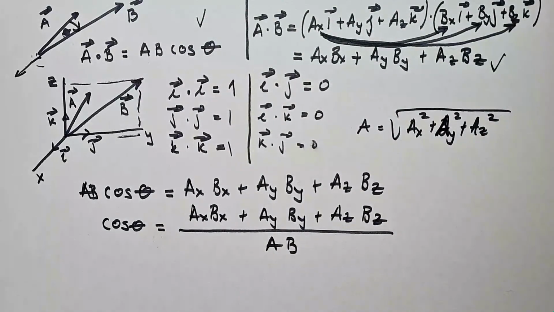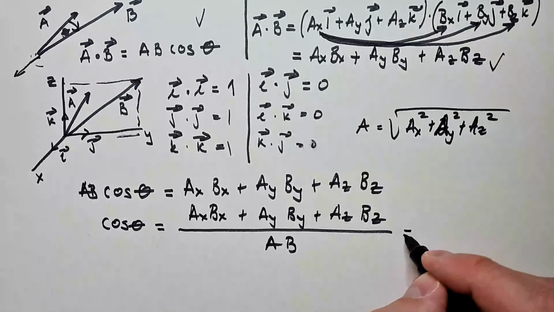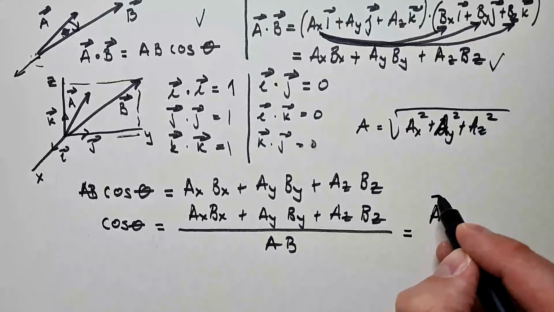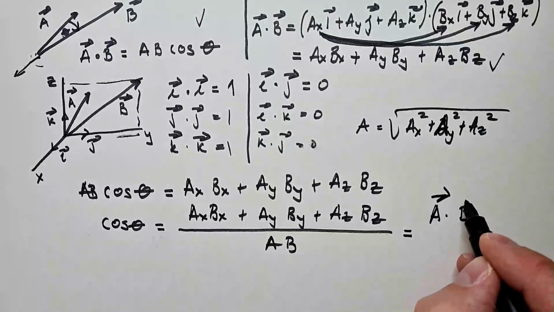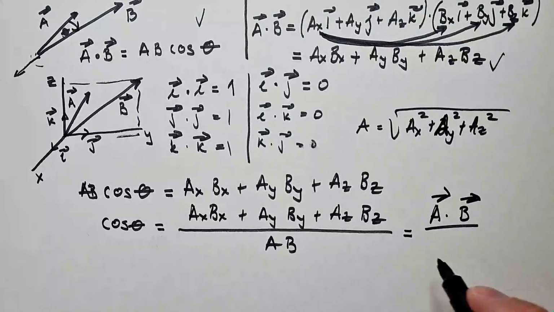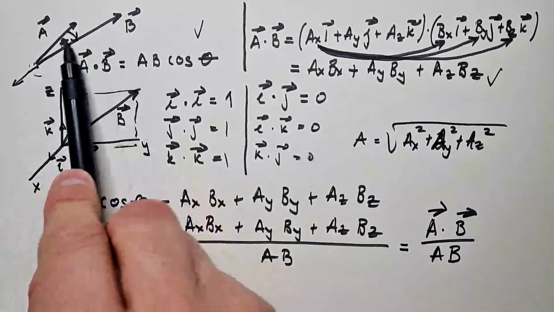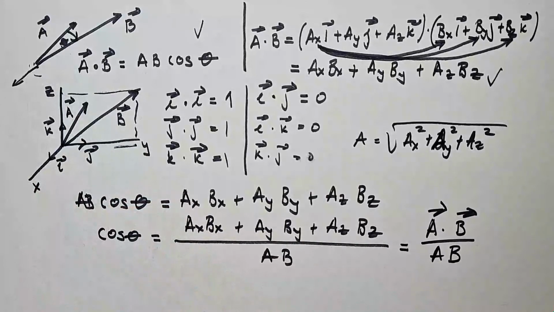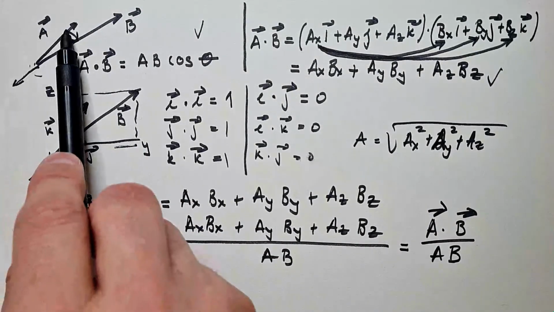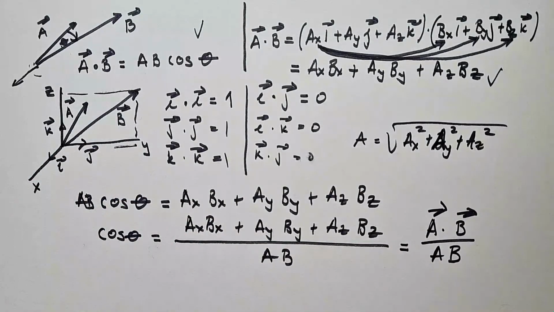If you want to be fancy and show off in disco clubs, you can always write this as A dot B divided by AB. We can also see from this argument over here that dot product is related to projection of vector A on vector B. What do I mean by that?